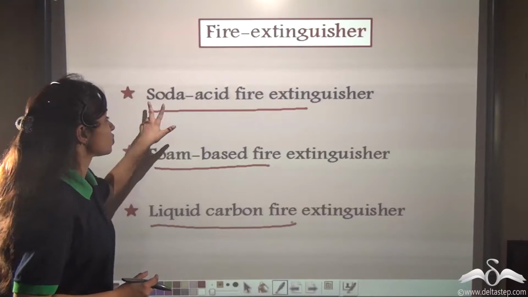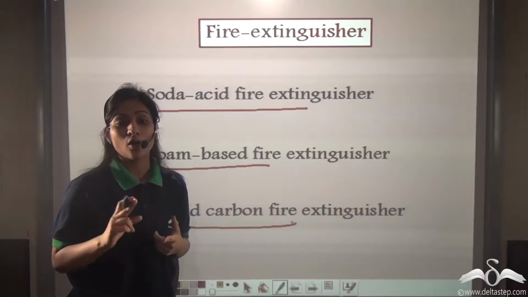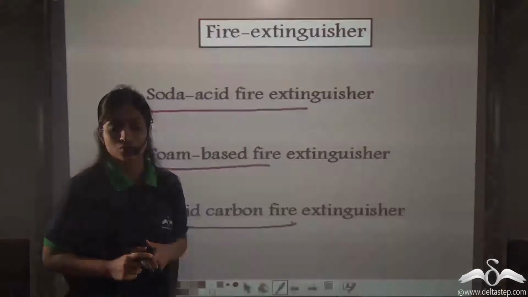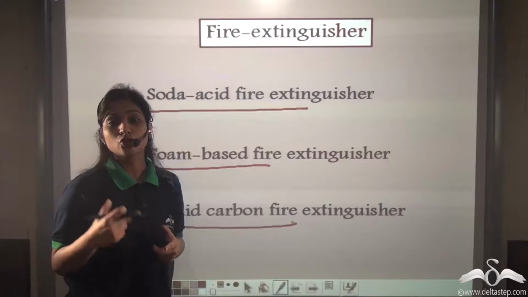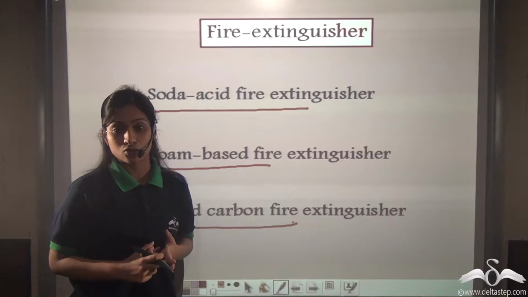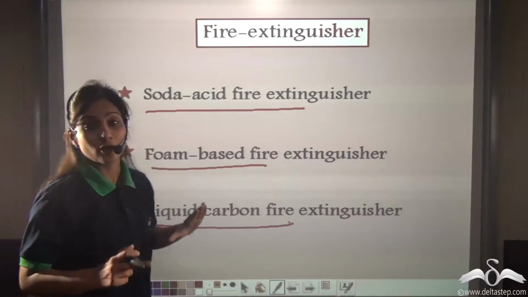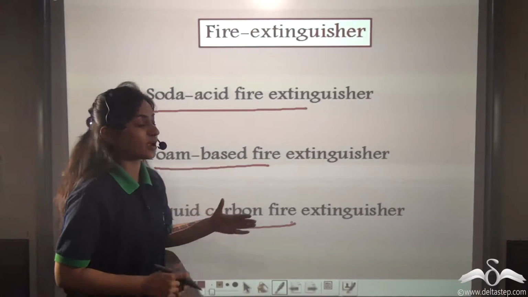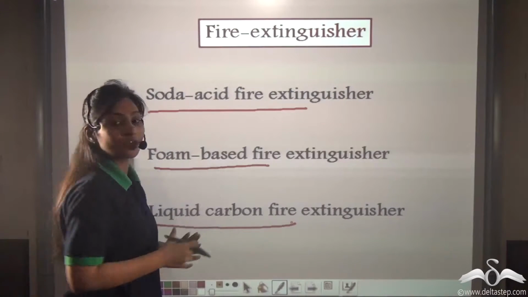For example, soda acid fire extinguisher extinguishes fire but not oil fed fires. So that is why foam based extinguishers are used. Now, foam based fire extinguishers are used to extinguish oil fed fires also. But again, soda acid and foam based, both of them cannot extinguish electric fires. So that is why liquid carbon dioxide fire extinguisher is used. So let us see the functioning of each.